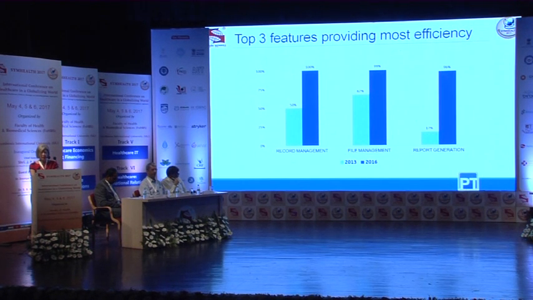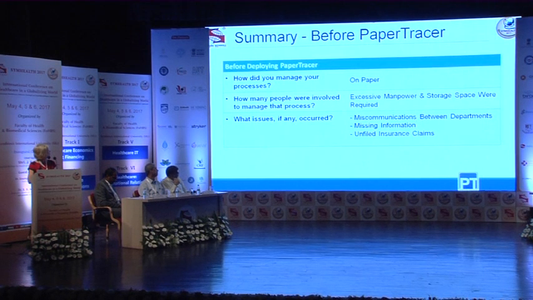Before PaperTracer, they had everything on paper. Again, it was cumbersome and not possible to have really good data, and now the electronic data gives them the ability to do better planning and resource allocation. So what we ask on the survey is, before PaperTracer, what did you do? Well, it was a quick and easy answer. Everything was on paper. It's excessive manual processes, a lot of manpower, a lot of storage, and the issues included miscommunications between departments and students, missing information and errors, and unfiled insurance claims.